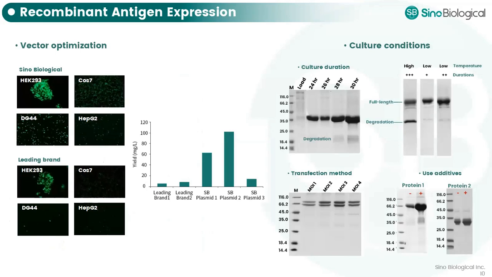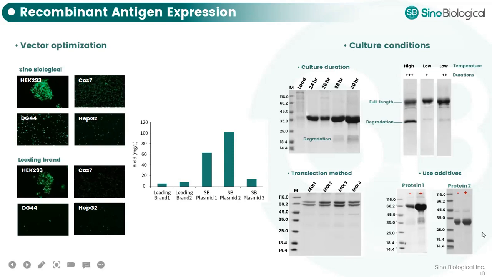So here are a couple of solutions to solve the recombinant antigen expression problems. This is one example. We did vector optimization. We optimized the expression vectors to try to increase the expression level of the recombinant proteins. And here is an example. The green light shows the GFP protein. We can see that when we use our expression vectors, we are seeing more GFP protein expressed in different types of cell lines. We also have different generations of plasmid. We are seeing that this Sino Biological plasmid number 2 has better expression yield compared with the other two plasmids.